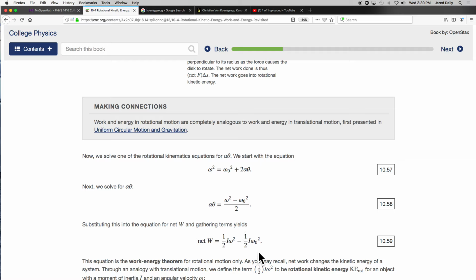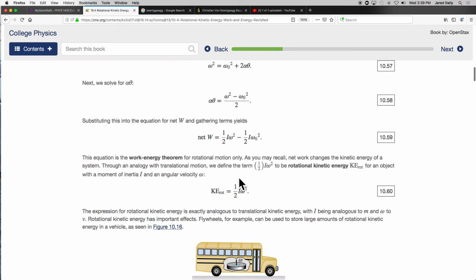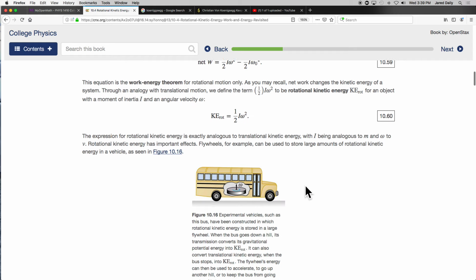And this looks a lot like the kinetic energy equation for force, where you have the net force equals the difference in the kinetic energy. In other words, if you apply a force to an object over a distance, you're going to get that object changing its speed. It's going to create a change in speed there. And so we define the rotational kinetic energy as 1/2 I omega squared, where omega, of course, is the rotational velocity of the object.